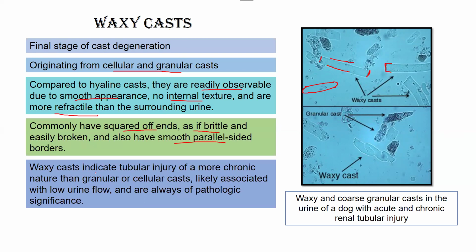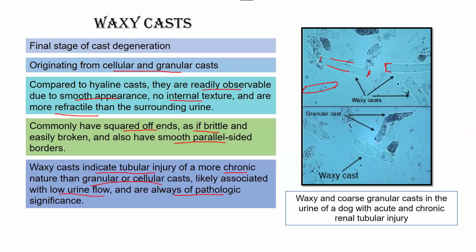Waxy casts do indicate a tubular injury of a more chronic nature than a granular or cellular cast. In the previous lecture on casts, I talked about how these three casts, granular, cellular, or waxy cast, basically indicate tubular injury. But waxy casts specifically indicate a more severe chronic injury, likely associated with low urine flow, and are always of pathologic significance. So they are always going to be of pathologic significance.